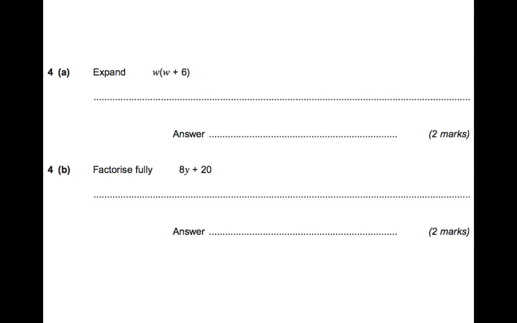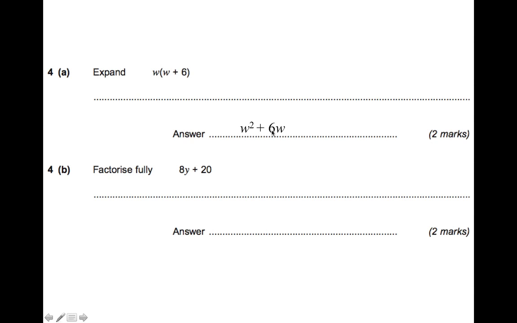Okay, so I'm just going through 3 exam questions that I was asked to help with. So I was asked to help with the second part of this question, but it helps to explain it if I do the first part. So expand w times w plus 6. Now that's just the w times everything that's inside the bracket. So w times w gives us w squared, and w times 6 gives us 6w.